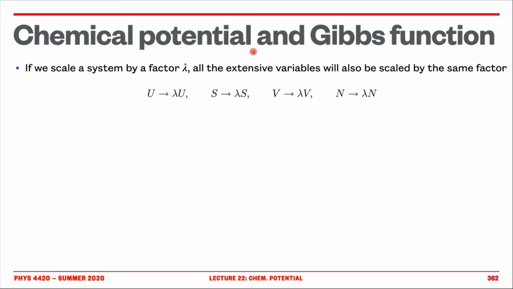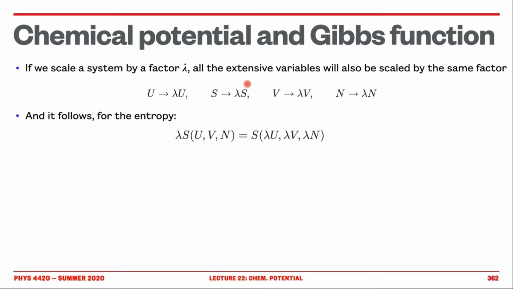And if they're extensive, that means they are scaled as a function of the size of the system, right? If the system gets twice as big, the internal energy is twice as big. An intensive variable, in contrast, for example temperature: if your system is twice as big, the temperature would not be twice as big, it would be the same. So internal energy, volume, number of particles, and entropy are all extensive variables, so I can scale them up. So that means that the entropy is scaled.